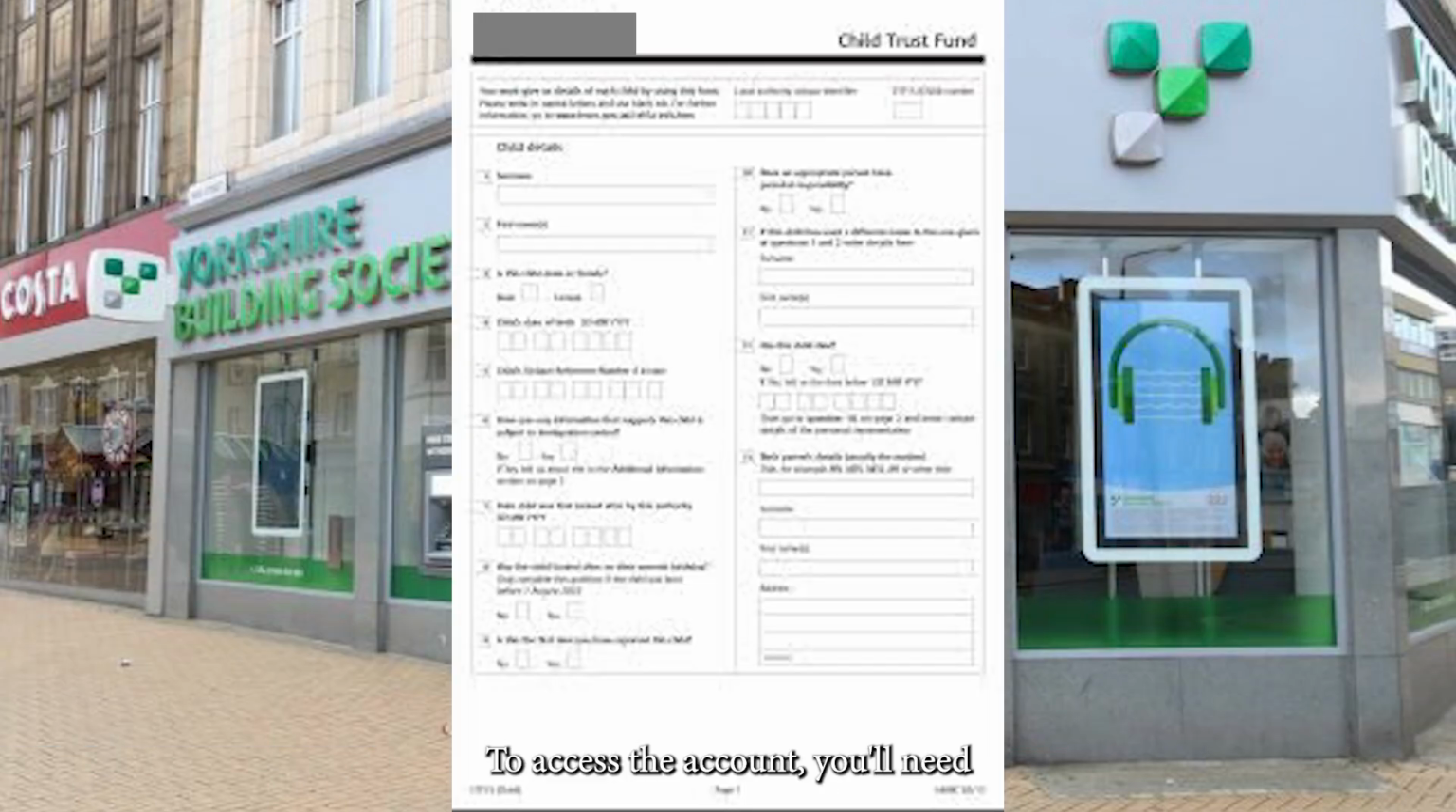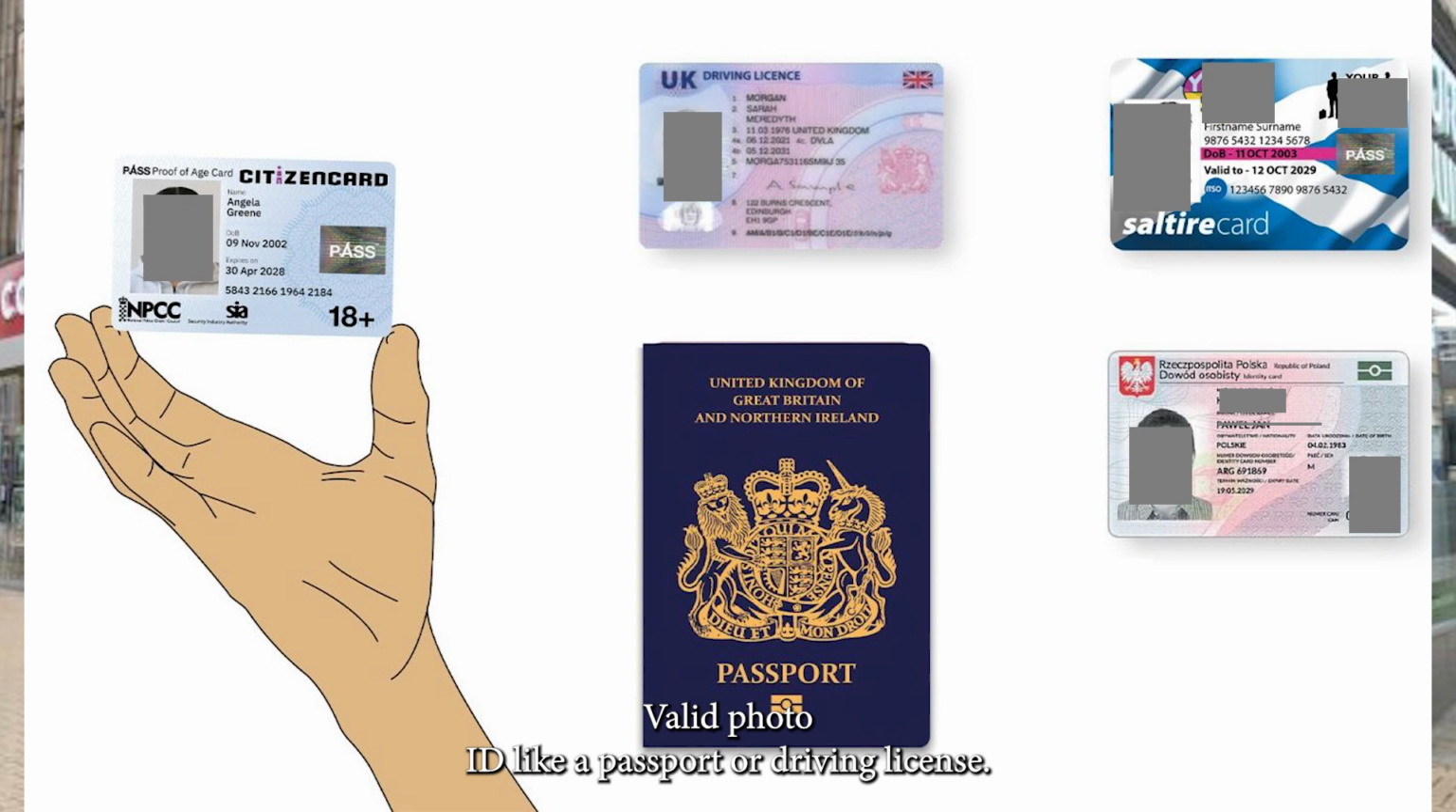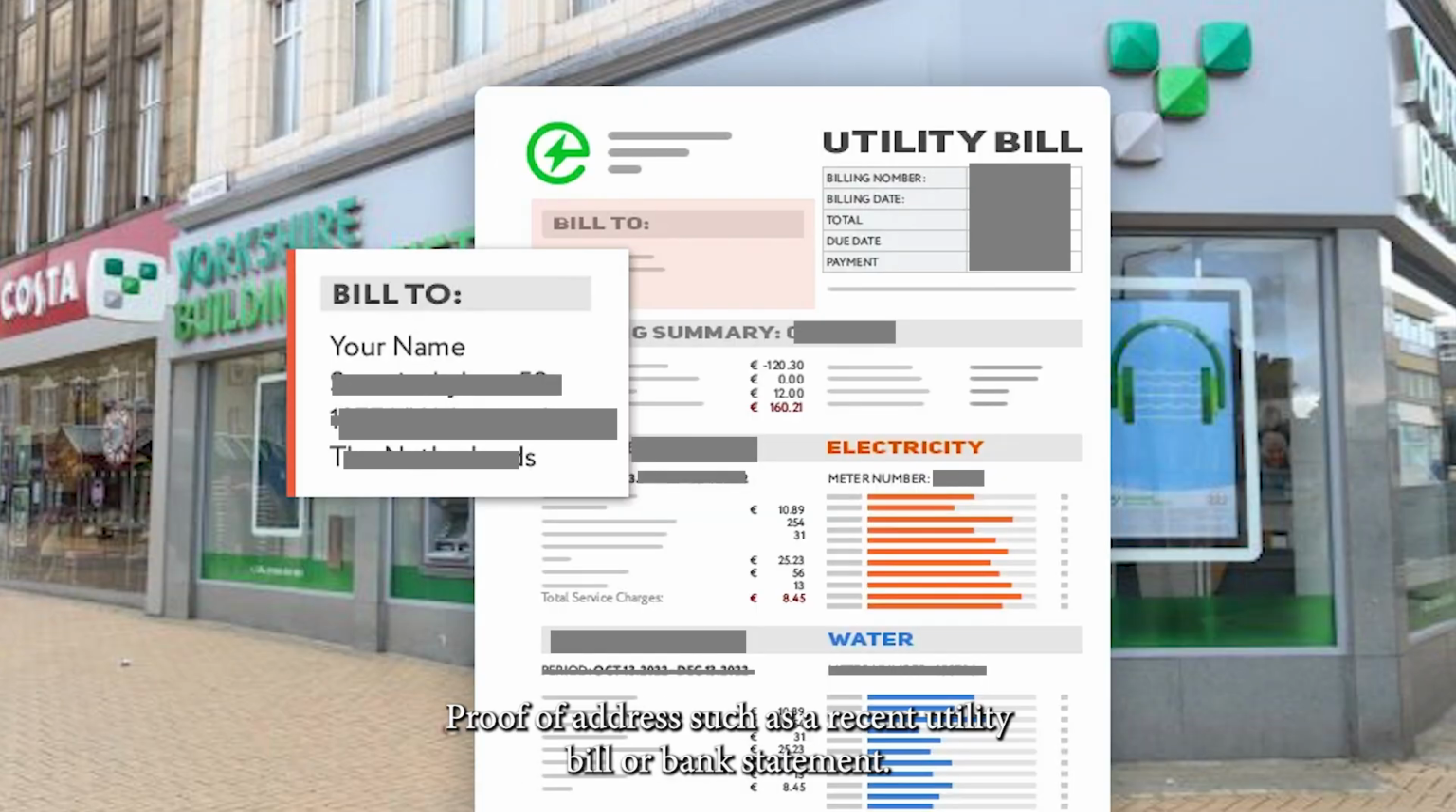To access the account, you'll need your Child Trust Fund account details, valid photo ID like a passport or driving license, proof of address, such as a recent utility bill or bank statement. Parents will also need to show their own ID if managing on behalf of a child.